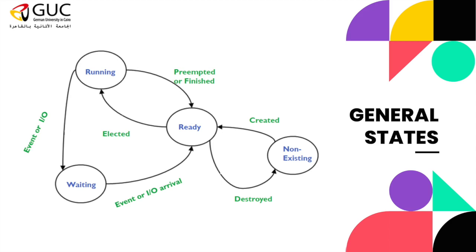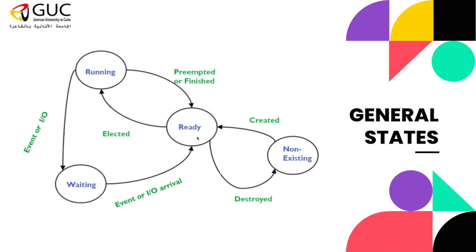However, you can actually delete this task. And to delete this task, the task must be in the ready state, and then I can destroy or delete it, and therefore this task will no longer be available and it will be in the non-existing state. So in the non-existing state, if I create a task, it will be created and it will move to the ready state. If I destroy or delete a task, it will return back to the non-existing state.